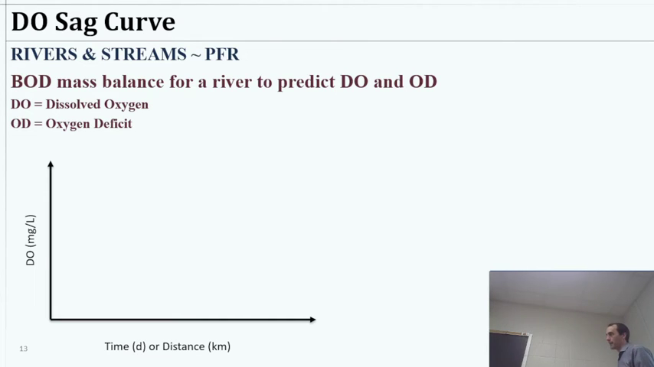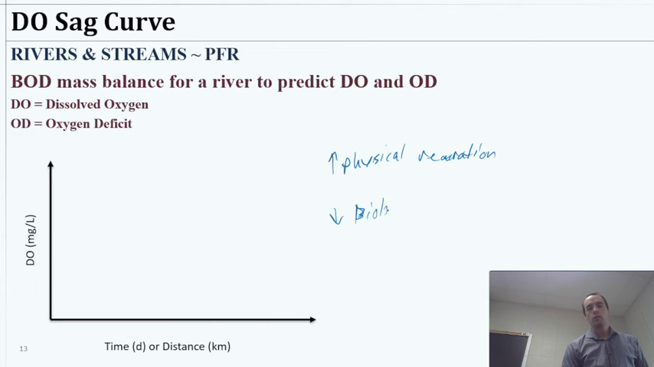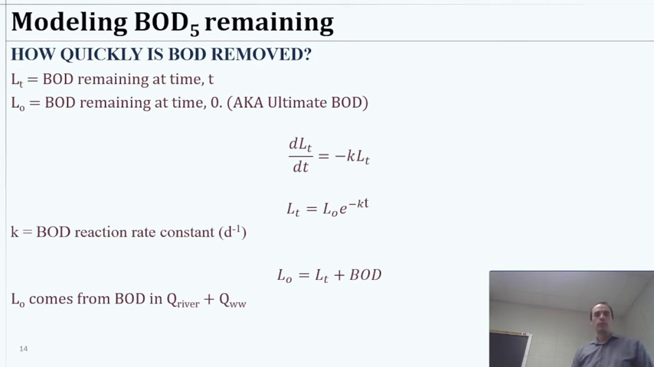So oxygen demand from the biological activity compared to the physical reaeration, right? So we have that physical process, reaeration, versus the biological O2 demand. Okay. And if we put that in a plug flow reactor, time is essentially distance. Okay, so how quickly is BOD removed?